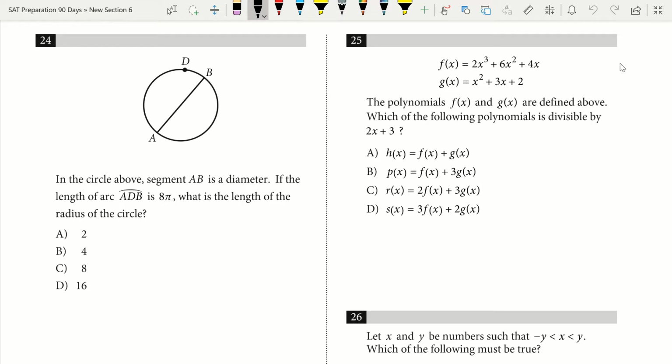Today is day 30 in our 90-day SAT prep series. Today we're going to be going over the math section as well as the writing section. So we're going to spend about 30 minutes in the math section, then we'll switch over and do about half an hour in the SAT writing section.